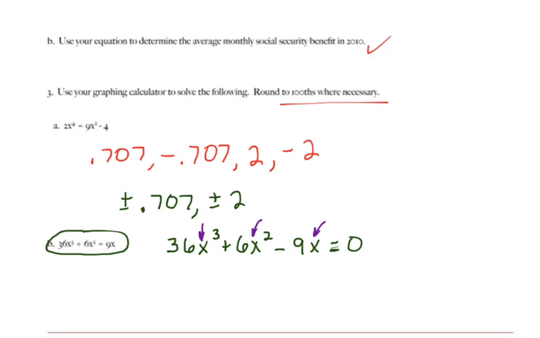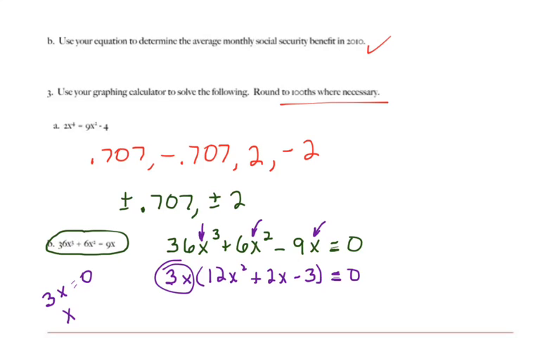I'm going to take out the GCF, which is 3 in this case. 3x, and so it's 12x squared plus 2x minus 3 equals 0. So we've just taken out the GCF of 3x. Now I've got it factored, and that 3x gives me one solution. That tells me x equals 0 is one of the answers, or one of the zeros of that polynomial. So it only has 2 left. Those 2 are hidden inside this quadratic.